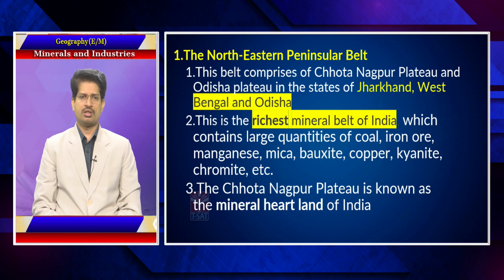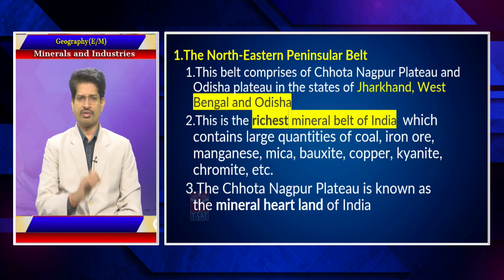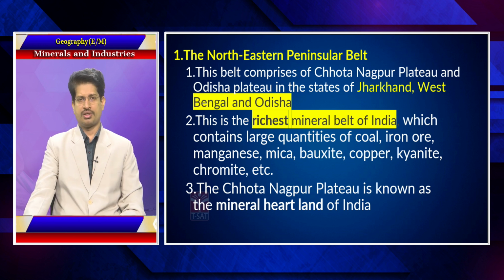The northeastern part of this peninsula which I have highlighted, consisting of Jharkhand, West Bengal, the western part of West Bengal and Odisha, known as the Chota-Nagpur plateau region, is considered the mineral heartland of India, having these kinds of minerals responsible for an industrial region in this place. We will be discussing the same region in terms of industries in the upcoming discussion.